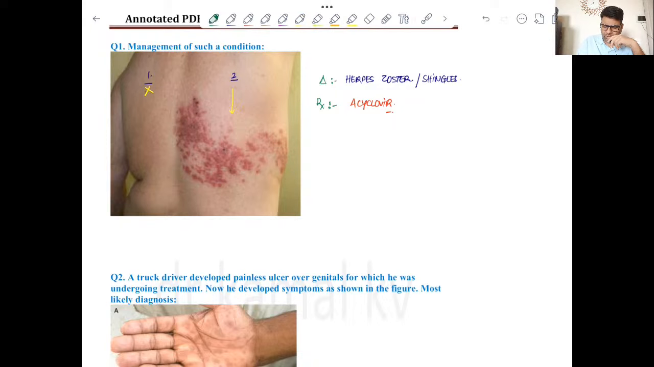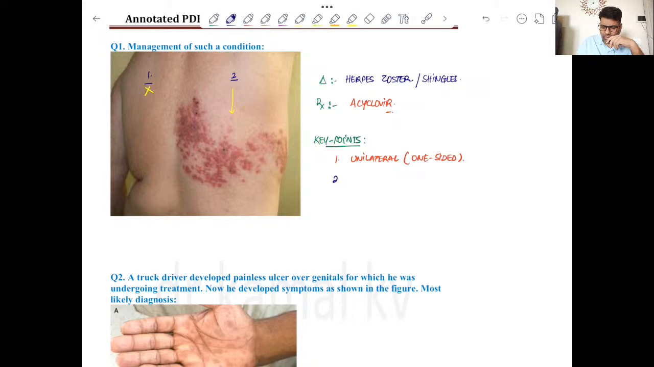So the very first key point is unilateral. Clear? It is only on one side, right? Very good, Shanwaz, very good. So it is unilateral, which means it is one-sided, right?